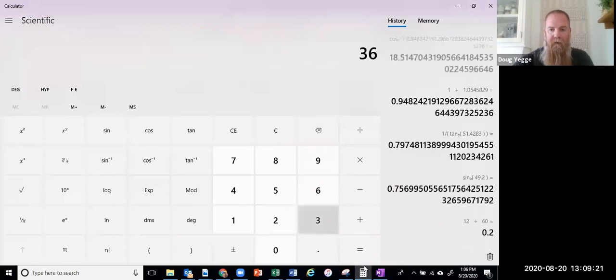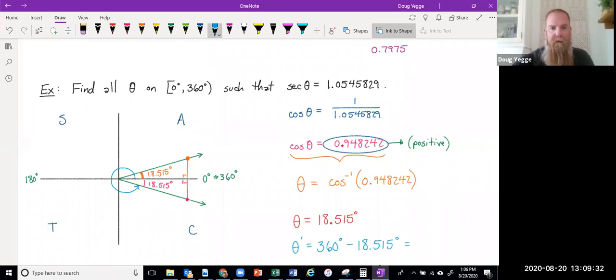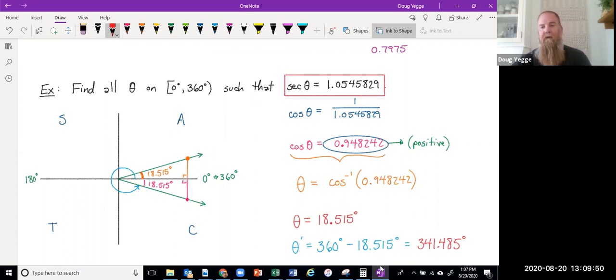So if we take 360 minus 18.515, that gives me 341.485 degrees, and that is our second angle where cosine of theta is equal to, or where secant of theta rather, is equal to 1.0545829. So notice that for any angles we're ever trying to find, there will always be two quadrants or two answers per ratio. And so our job is to find both.